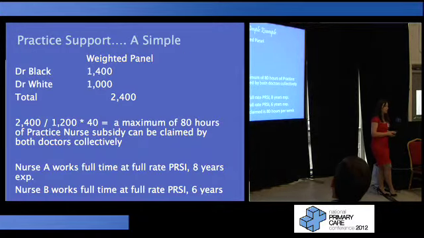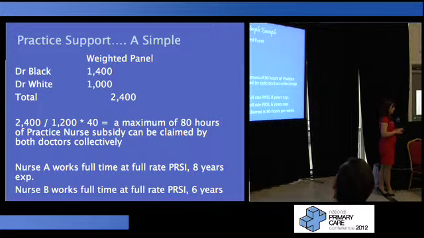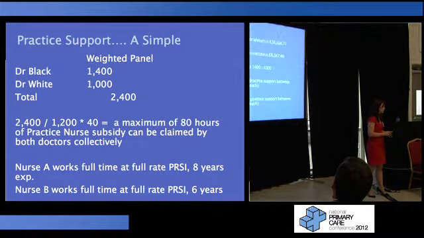But let's take a simple example, and it really is the most simple example. We'll take two doctors, Dr. Black and Dr. White, and their weighted panels add up to 2,400. So we'll divide that by 1,200, which is the maximum weighted panel that can be taken into consideration, multiplied by 40 for the hours that can be claimed, and we know that there's a maximum of 80 hours to be claimed in this practice. For nurses, Nurse A and Nurse B do work full-time, so the total number of hours that will be claimed is 80. So in this practice, they're claiming the maximum number of hours.